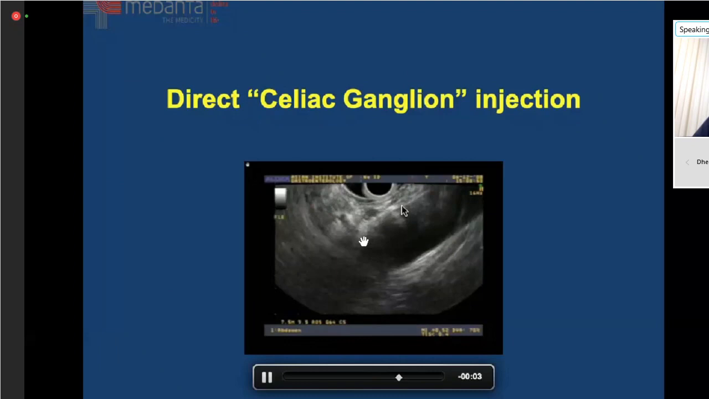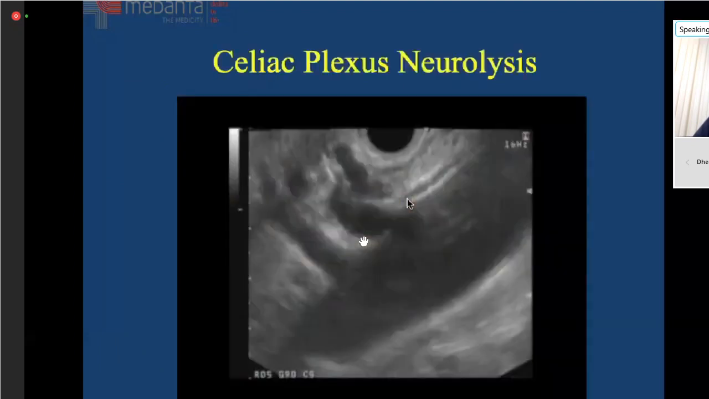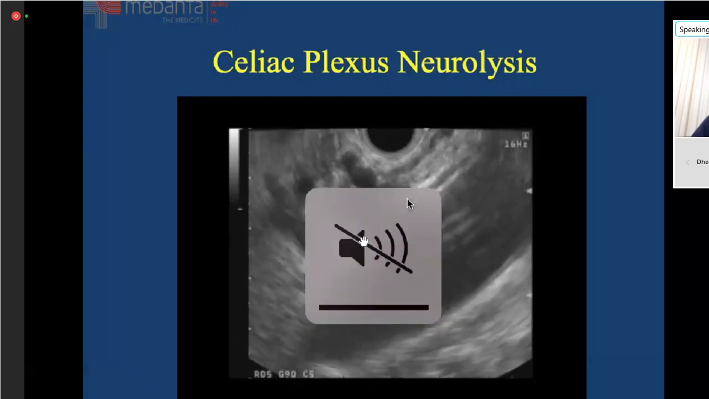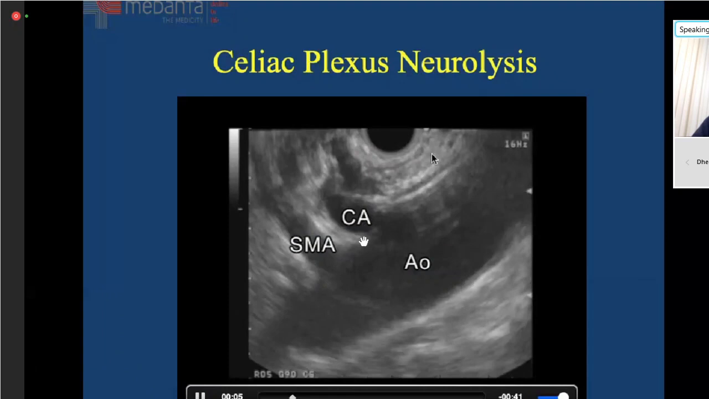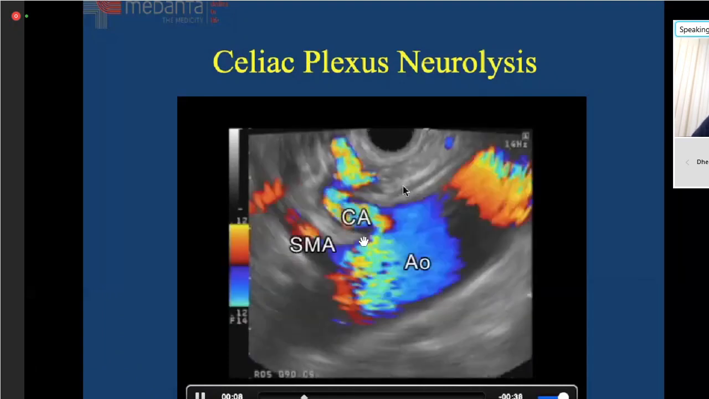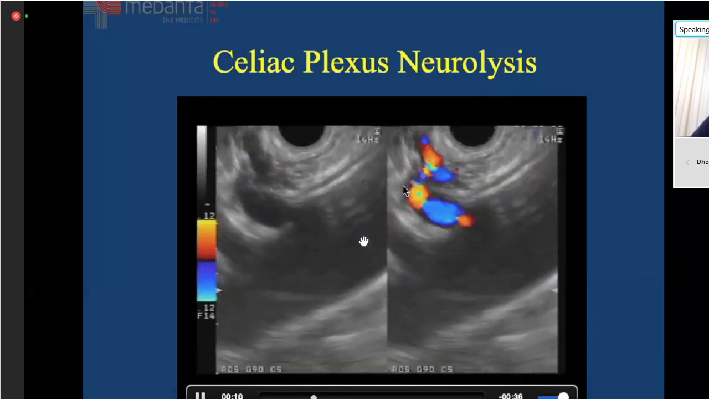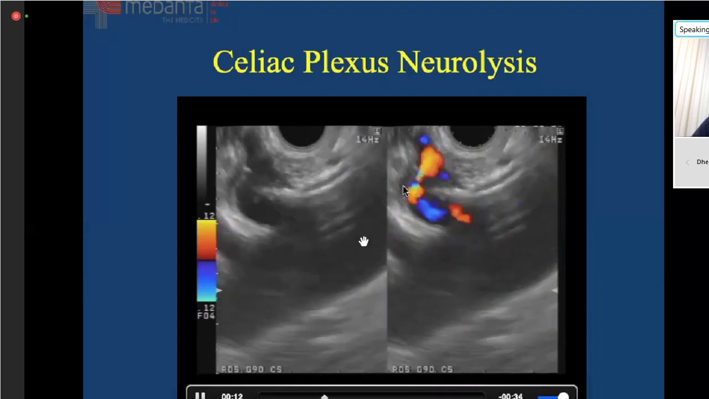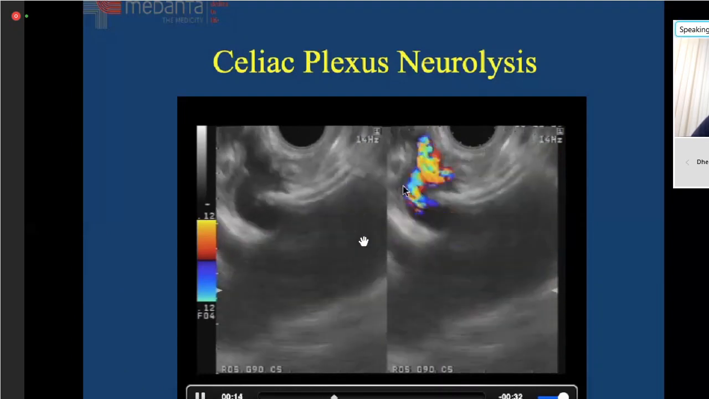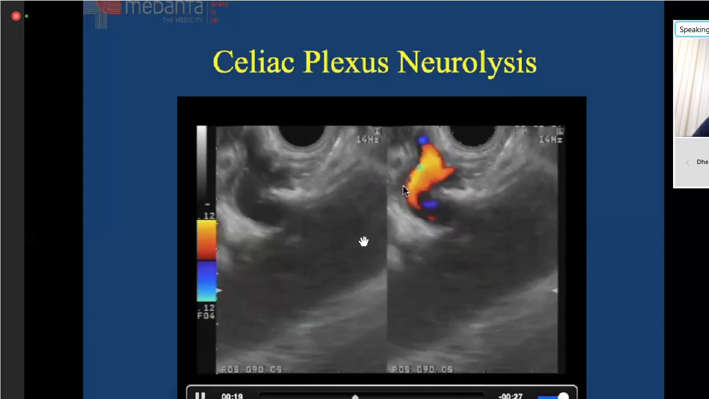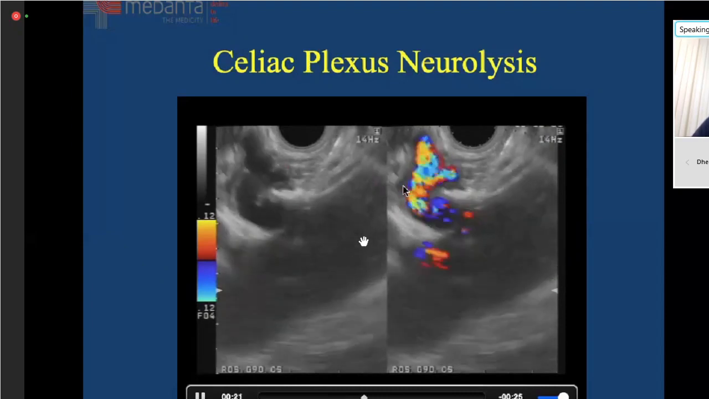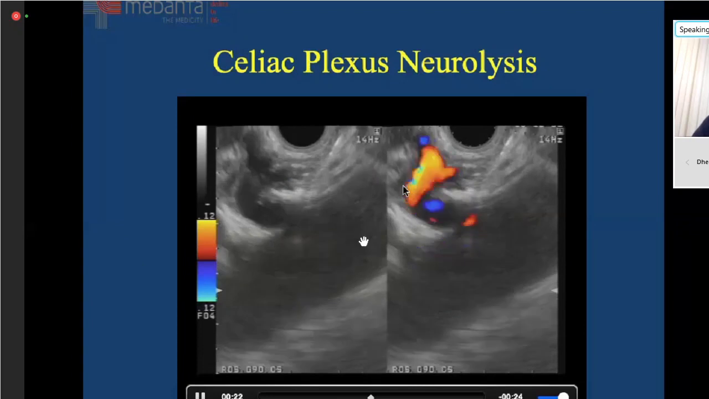And at the origin of the celiac trunk, you can do it. Look at here, this is the aorta, this is the celiac trunk, and here you inject the absolute alcohol. You should remember, if the patient has a chronic pancreatitis, you do the celiac plexus block. If the patient has a cancer, you do the celiac plexus neurolysis. For the block, you use the steroid. For the neurolysis, you use the alcohol, absolute alcohol, 95%. At the origin, where the celiac trunk originates, you inject the absolute alcohol.